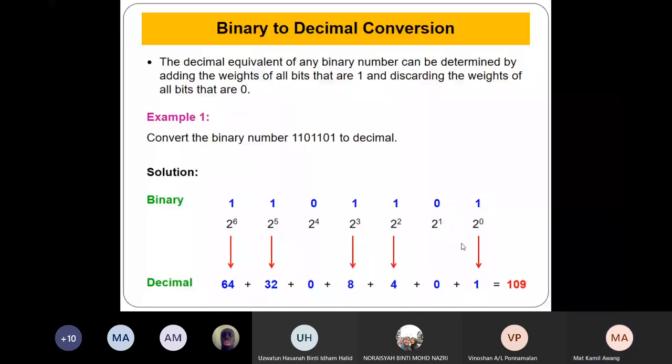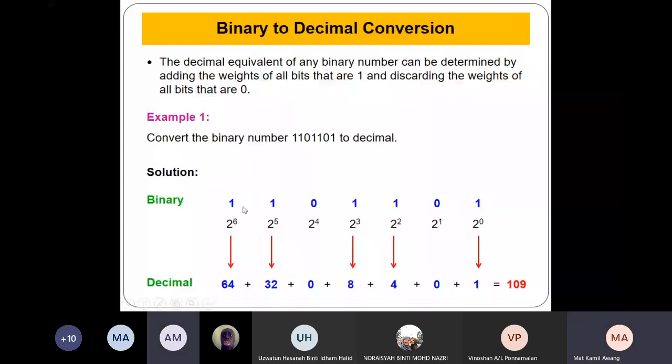How do you convert? The decimal equivalent of any binary number can be determined by adding the weights of all bits that are ones and discarding the weights of all bits that are 0. For example, if you want to convert the binary number 1101101 to decimal, first you write the binary number, then you write the weightage starting from the least significant bit until the most significant bit. Then you multiply.